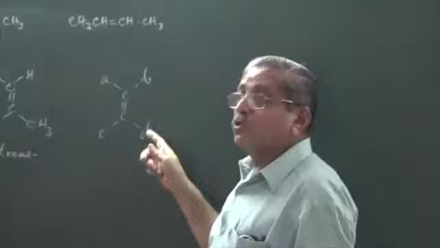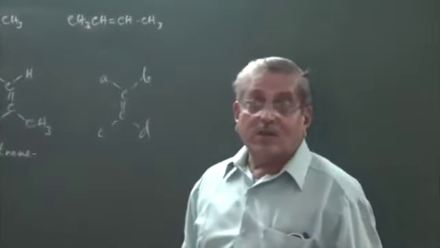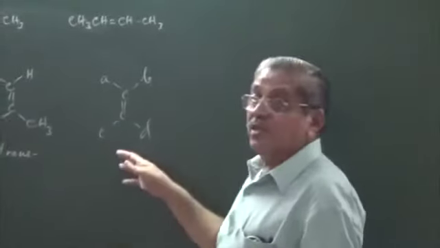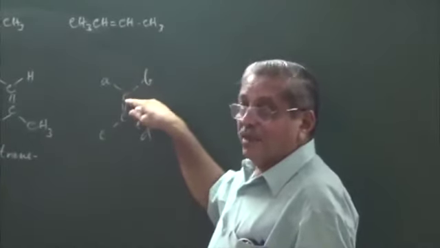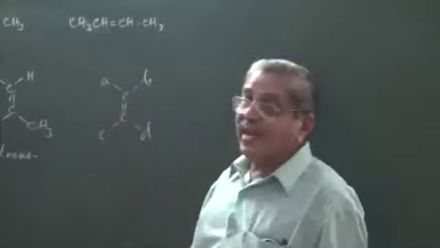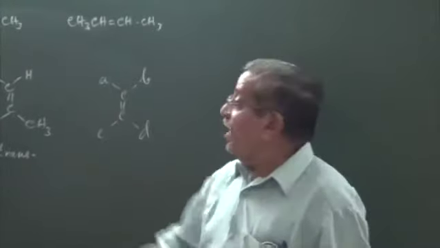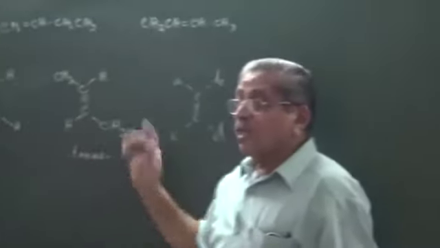So, for a compound to show geometrical isomerism, there should be restricted rotation of a double bond. It need not be between C and C, it can be between any two atoms, and then the doubly bonded carbon should be attached to two different atoms or groups. So, we have identified this as cis form and trans form.